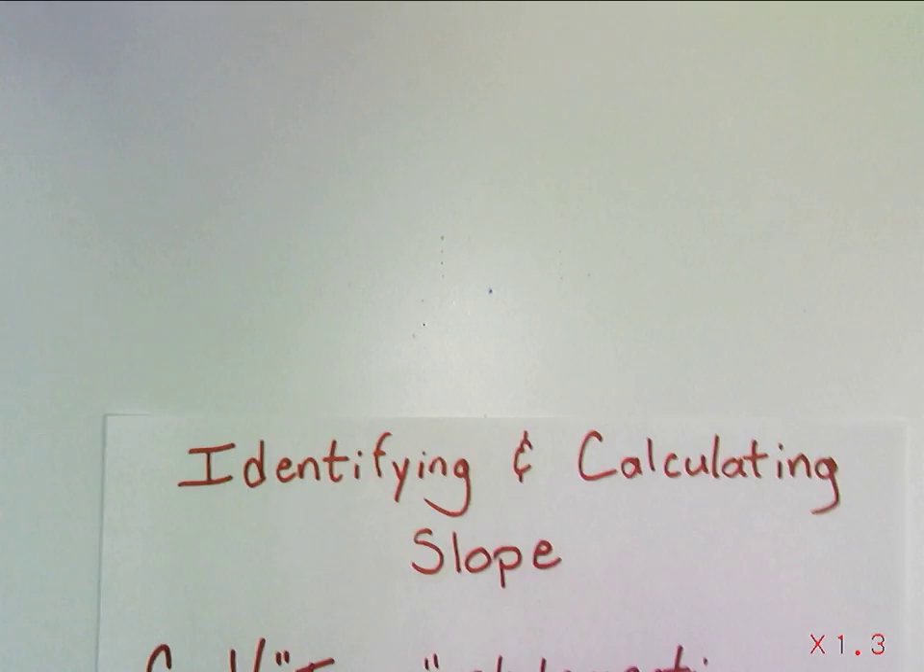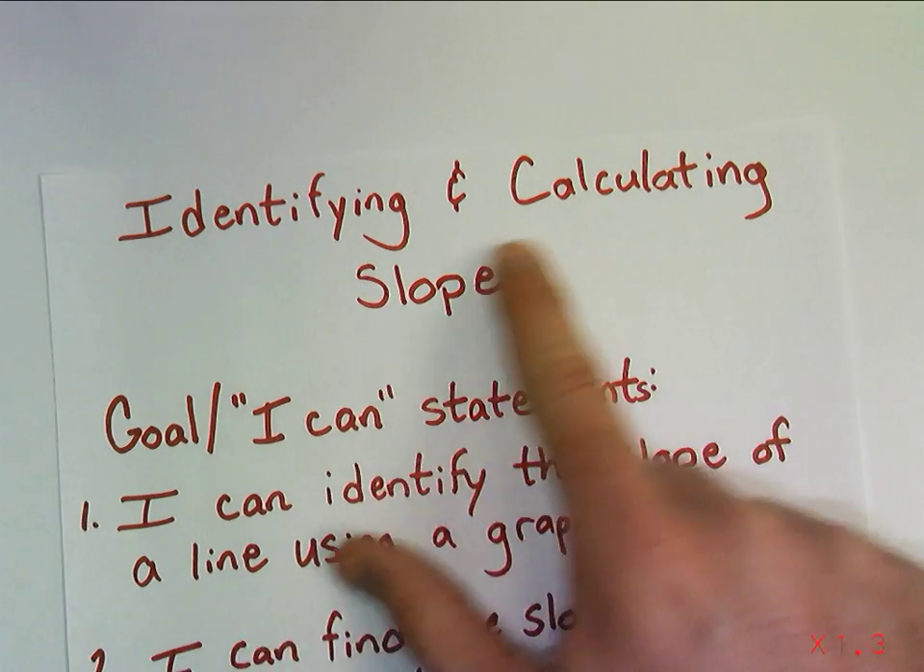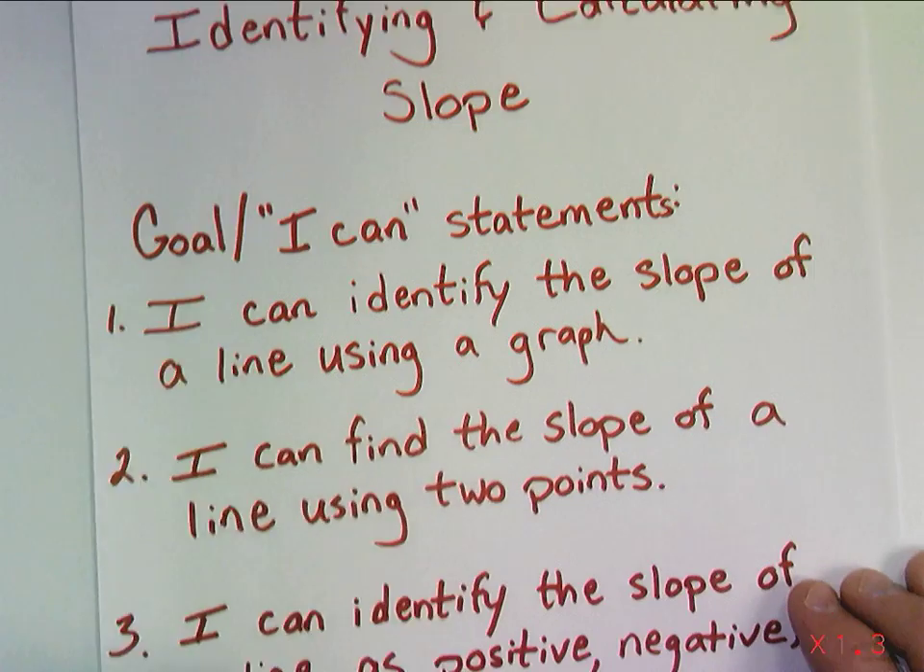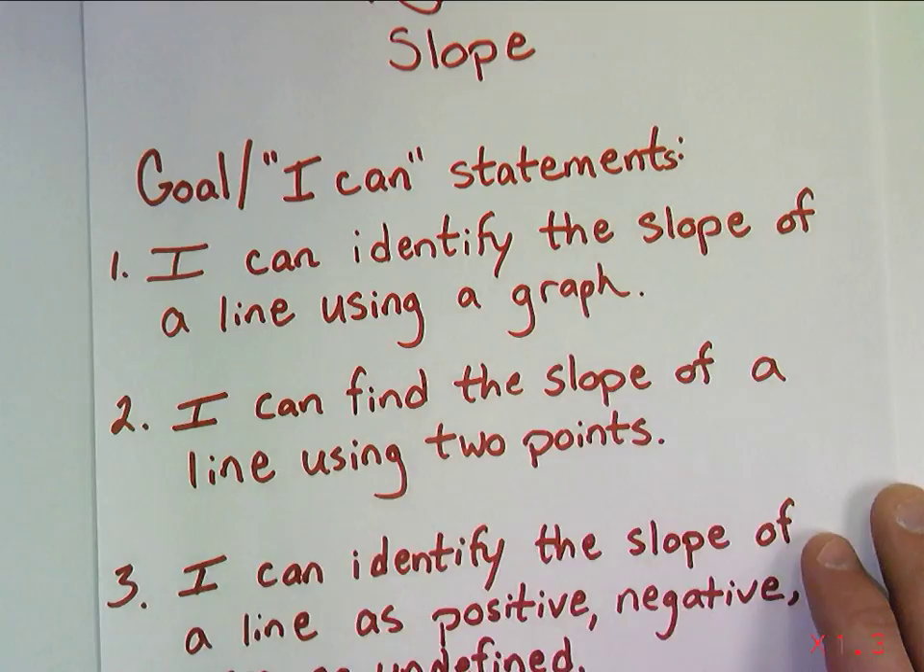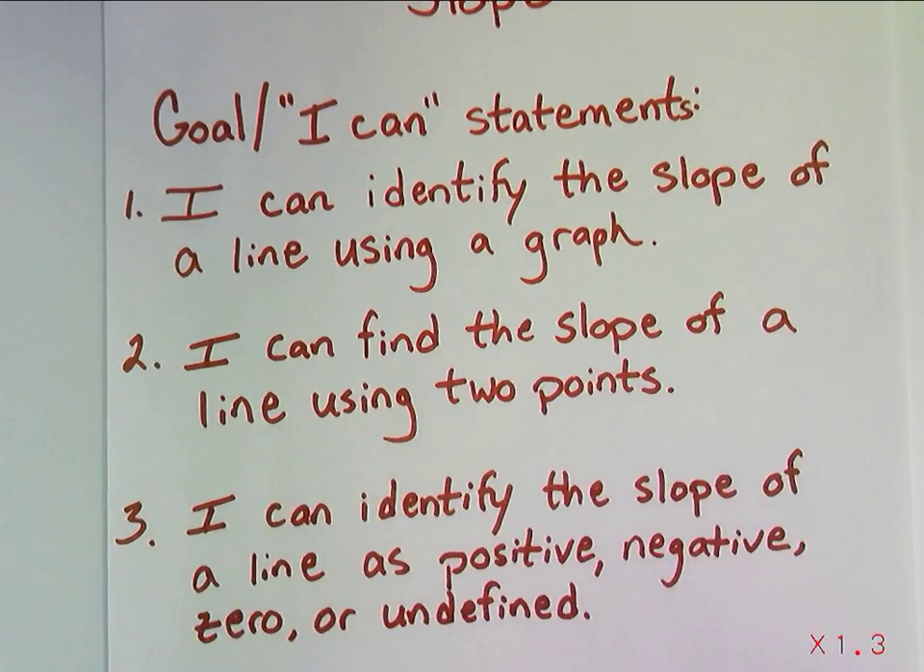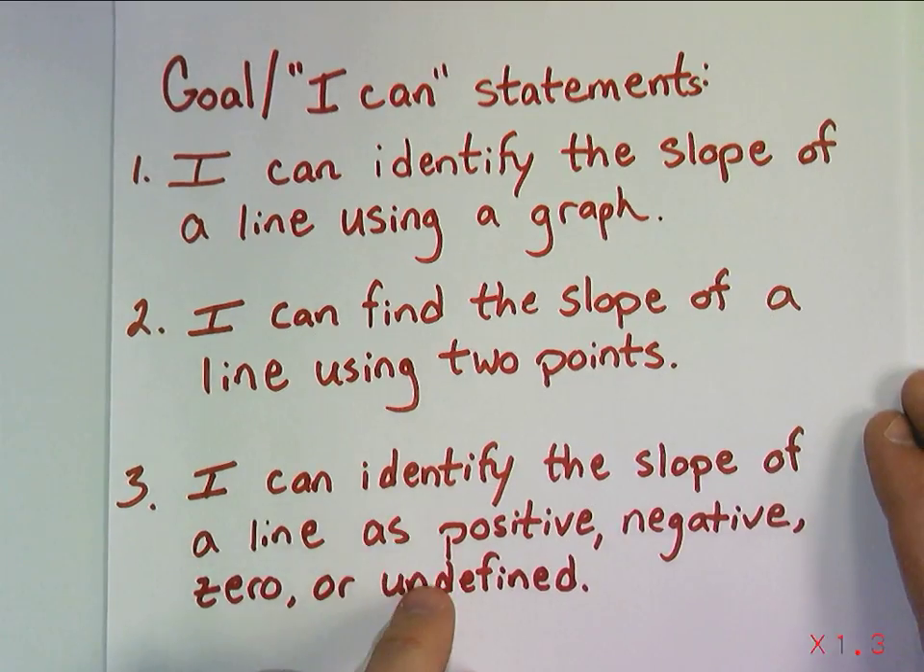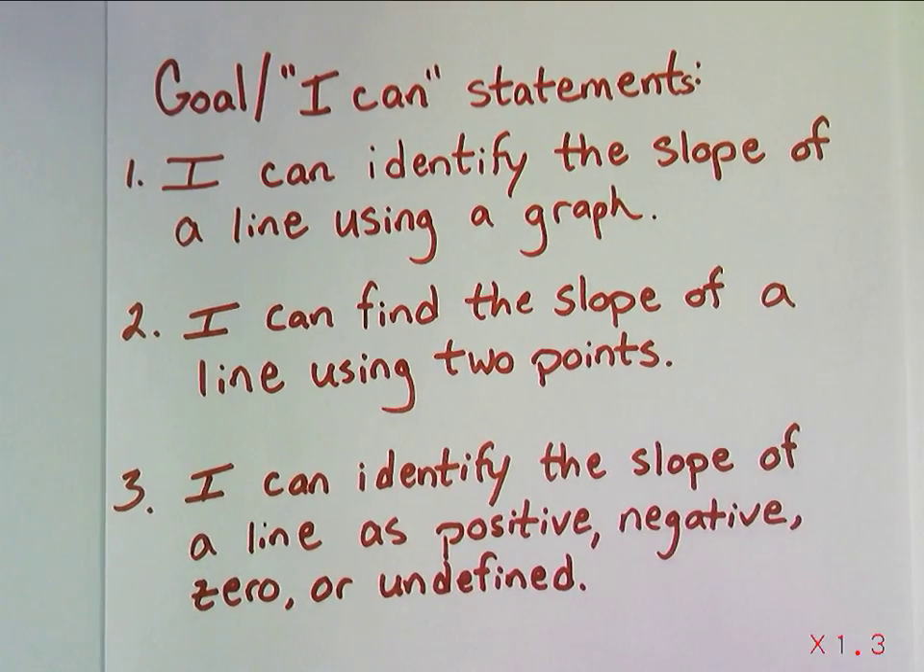And just a quick recap then, today we were identifying and calculating slope. Our goal and I can statements are: I can identify the slope of a line using a graph, I can find the slope of a line using 2 points, and I can identify the slope of a line as positive, negative, 0, or undefined. If you have any questions, please ask me. Otherwise, you can always refer back to this video if you are stuck.